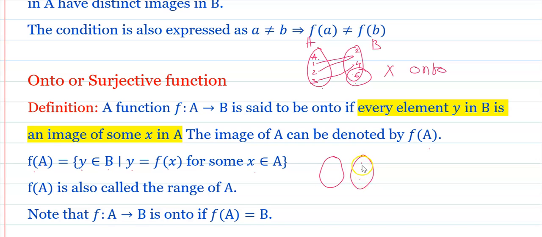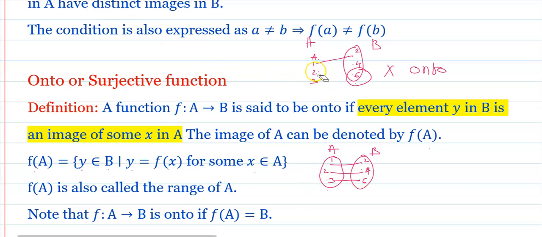Now I will write here, suppose this is 2, 4 and this is 6, and here 1, next is 2 and here is 3. Then the image of 1 is 2, image of 2 is 4, image of 3 is 6. This type of function is called an onto function as well as a 1-1 function, because every element y in B is an image of some x in A. Every element of B must be an image of A.